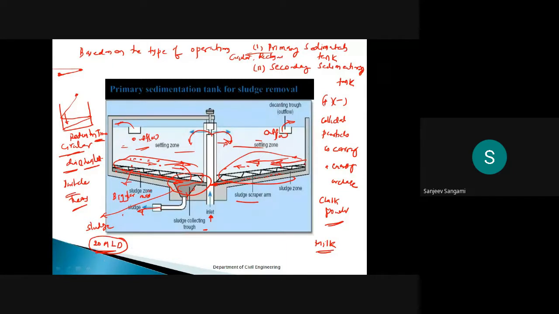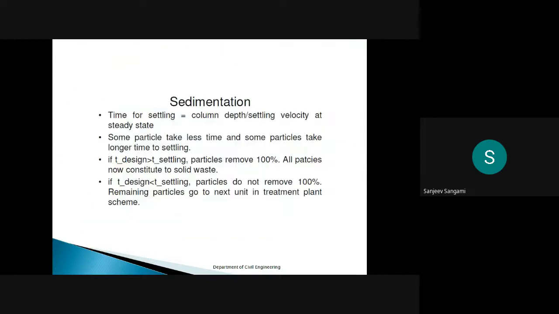Suppose it is a rectangular sedimentation tank, then you have to design the length, breadth, and height of the tank. So always, some concepts we'll use in designing the sedimentation tank. First, the time of settling.